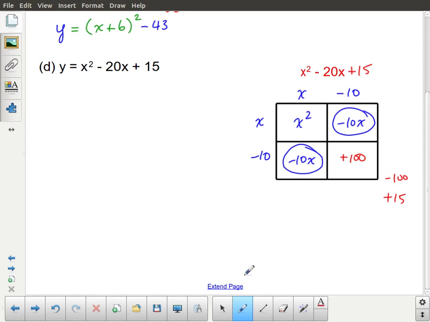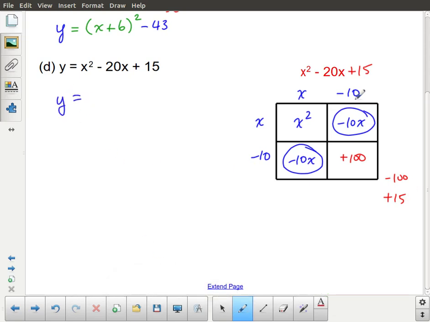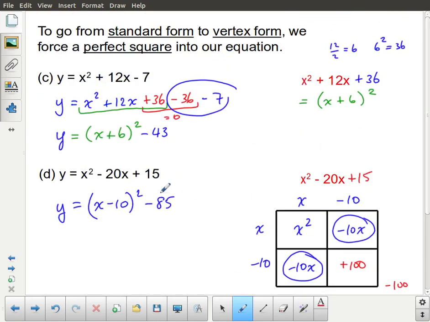And so you can see we could actually go straight to our final answer here. y is equal to, we can see that the perfect square here is x minus 10 all squared. And then that's going to account for everything in the square here. And then we had minus 100 plus 15, which gives us an overall negative 85. Now, could we have done the exact same thing here using this technique? Absolutely.